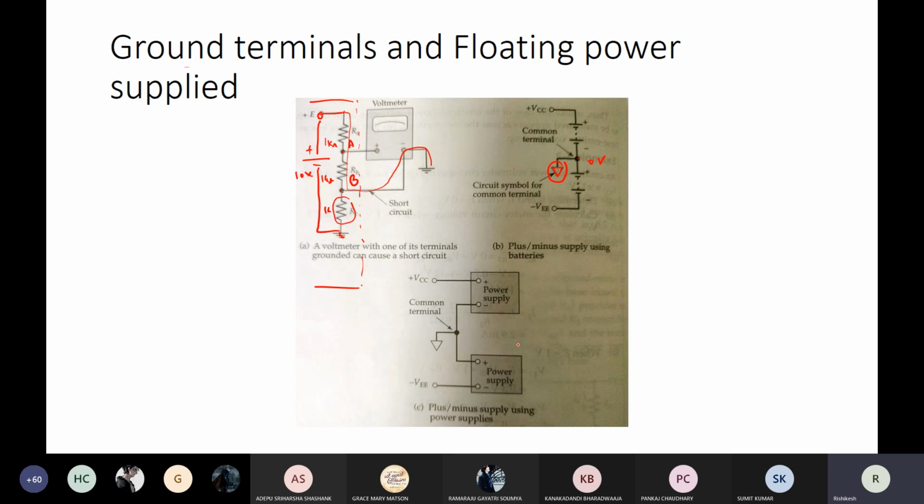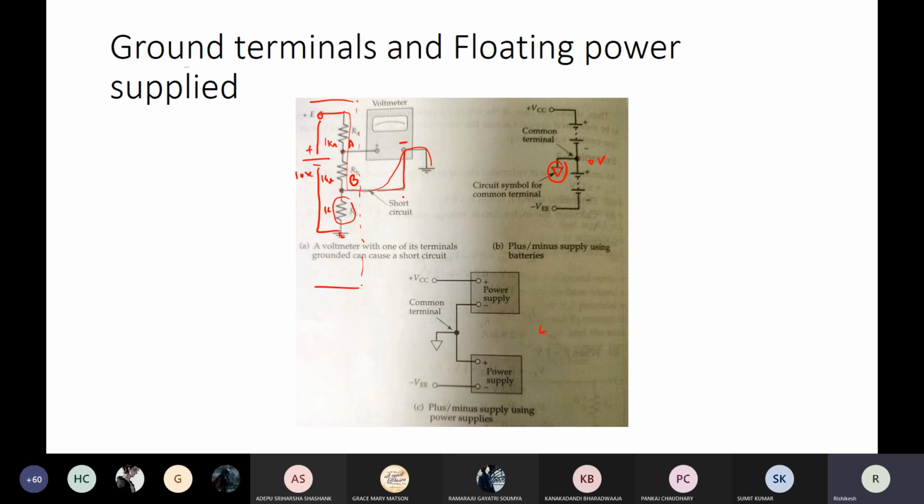Either you can use a battery or you can use an external power supply in your lab. Connect the negative terminal of one with the positive of the other, and this becomes your common terminal. The negative terminal of the voltmeter is connected to the common terminal, not to the ground. So these are known as floating power supplies, whose terminals are floating. They are not grounded.